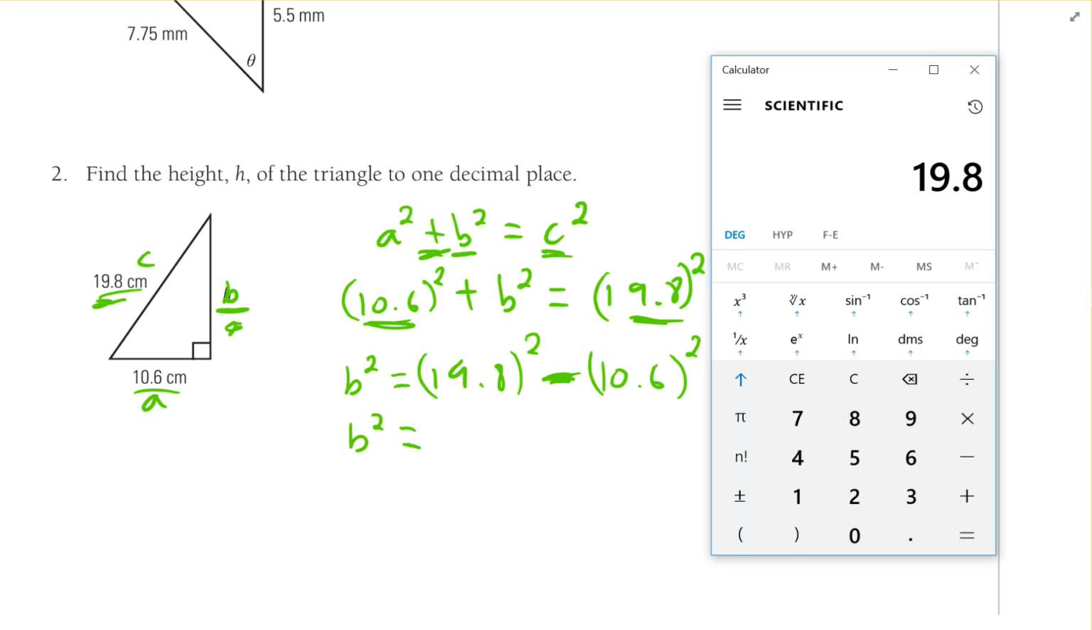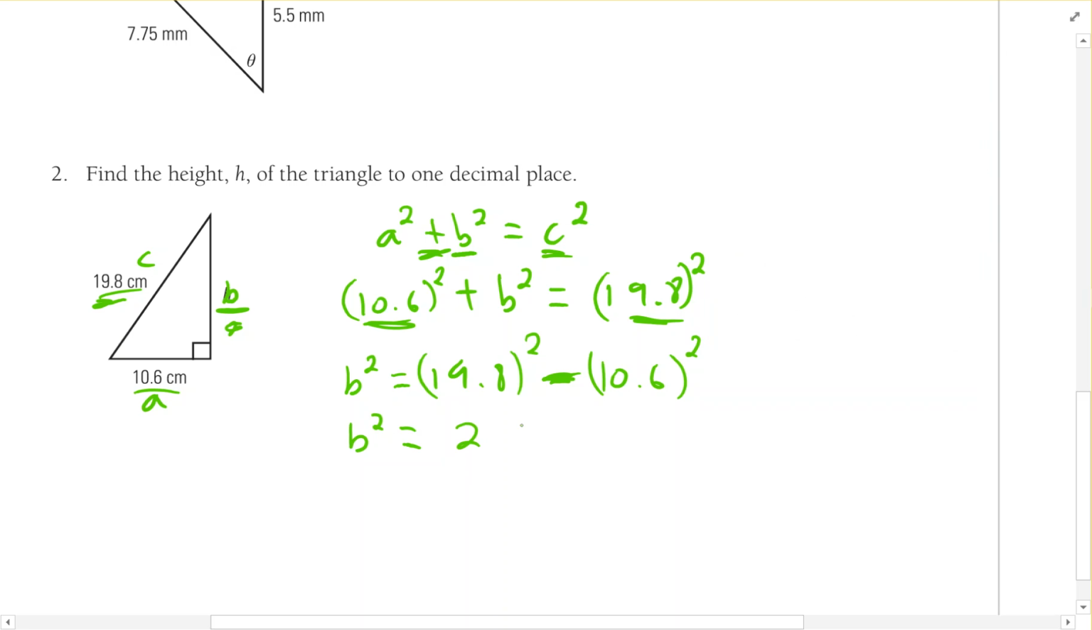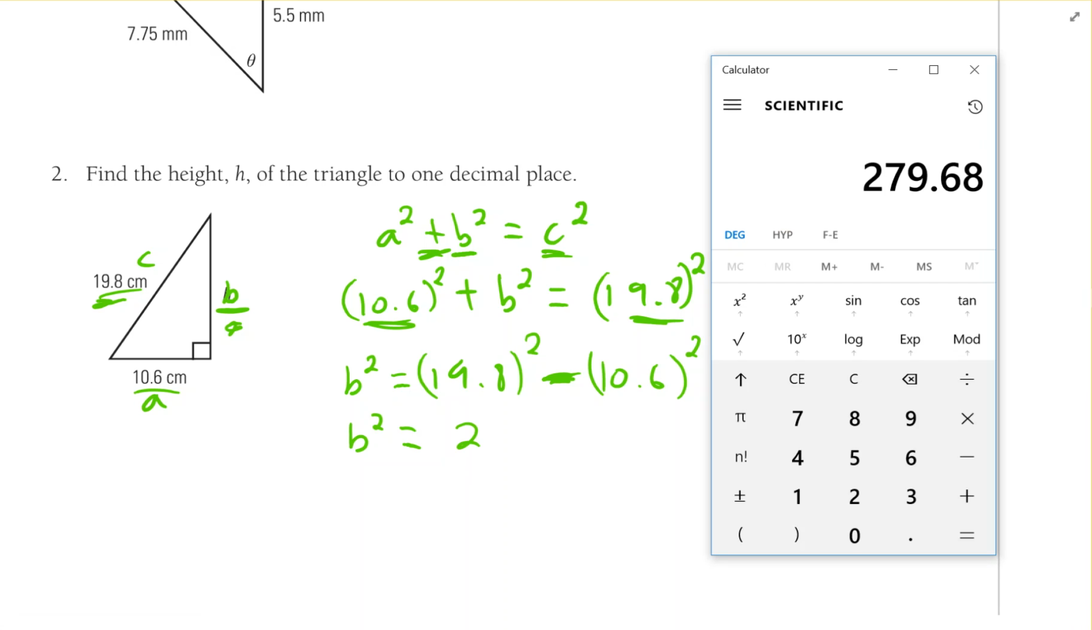Okay, b squared is equal to those things, so let's go. 19.8 squared. Your squared buttons will all look a little bit different. I'm going to push the shift because I think that's where it went. Yeah, so x to the 2 is the way it usually looks. So that's going to be that minus 10.6, not 106, 10.6 squared. And you can see it even kept track of it up here. Then I push equals. So that equals 279.68.